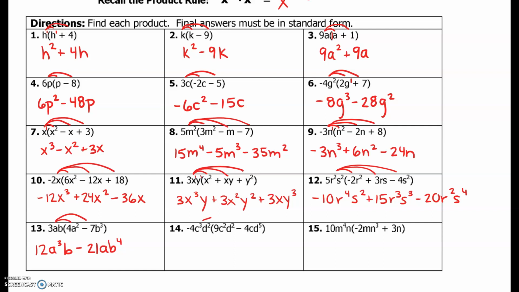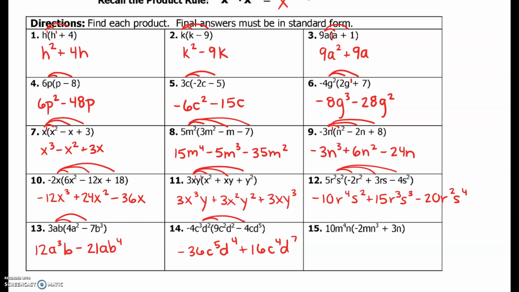Number 14, negative 4 times 9 is negative 36, and then add the c's and d's together, leaving you with c to the fifth, d to the fourth. Negative 4 times negative 4 would be positive 16, c to the fourth, and d to the seventh.